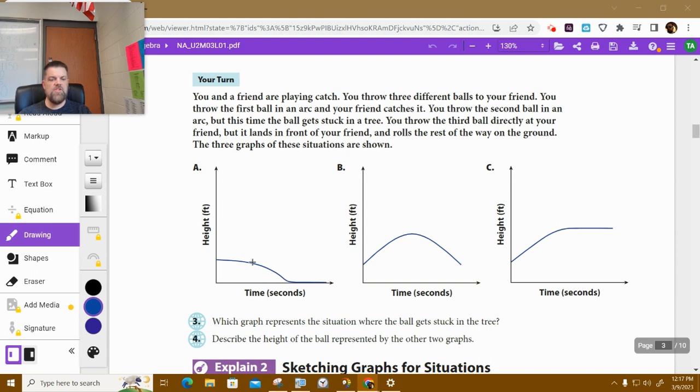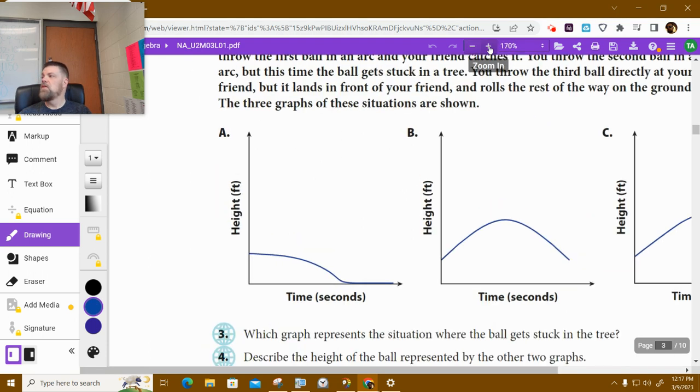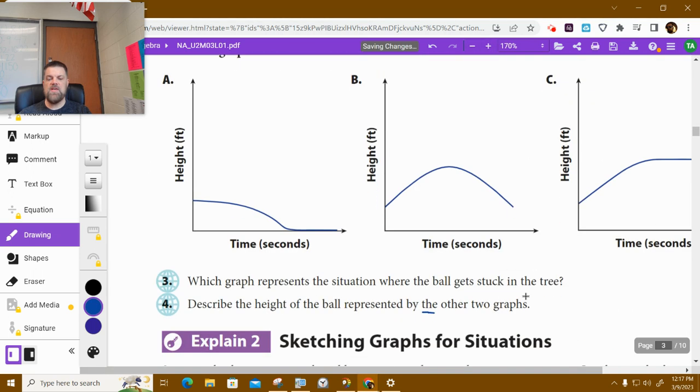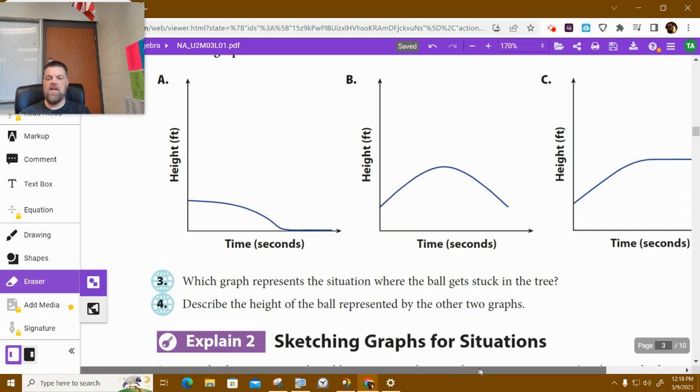So it says, for question number 3, which graph is where the ball gets stuck in the tree? So if you were to guess, which one is there where the ball gets stuck in the tree? Is it A, B, or C? C. Now, why do you say that?